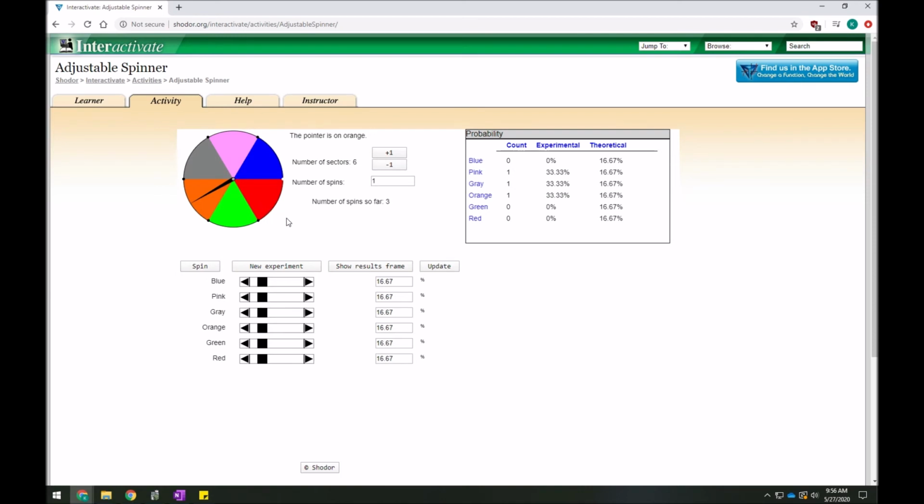So when I think about what colors I might be able to spin, well, it seems pretty obvious. I have a gray, a pink, a blue, a red, an orange, a green. And those are actually all the things that are listed out over here on the screen. So this is my sample space. Those are the only colors that I can actually get.